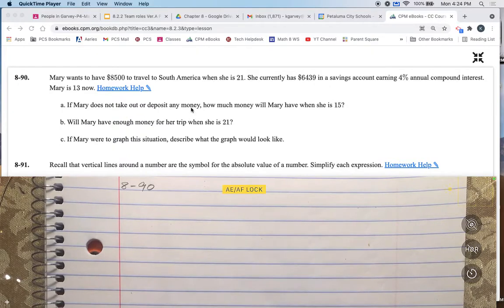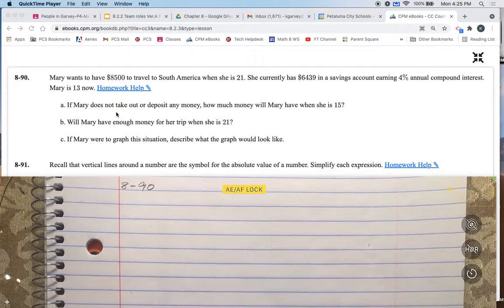Okay, so based on these questions, it looks like we don't have to create an entire table because we know that it is compound interest. We know what our starting amount is, and we know how many years we're talking about. So at one point, we need to know how much money Mary will have when she's 15. And then at another point, we need to know how much she will have when she's 21. And we know what age she is right now.